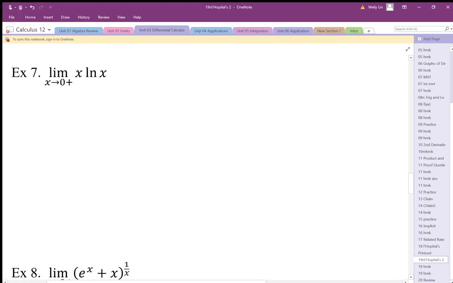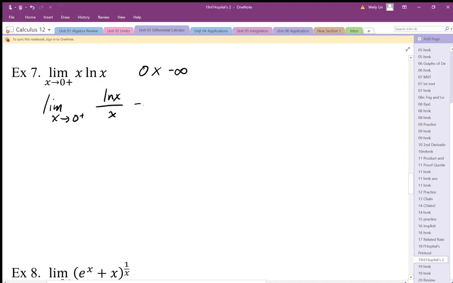Right, so the next one, x log x, as x goes to 0. When I plug in, I'm going to get 0 times negative infinity. So this is a 0 times negative infinity type. I need to put one of those in the denominator to make it either 0 over 0 or infinity over infinity. It's much easier to rearrange this by putting the x in the denominator, and we get this.